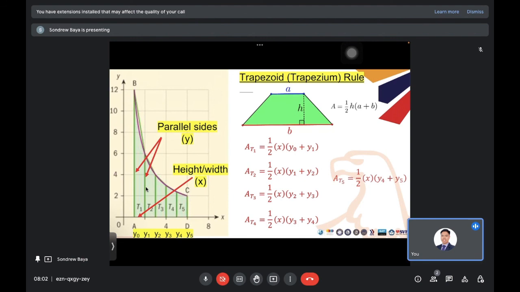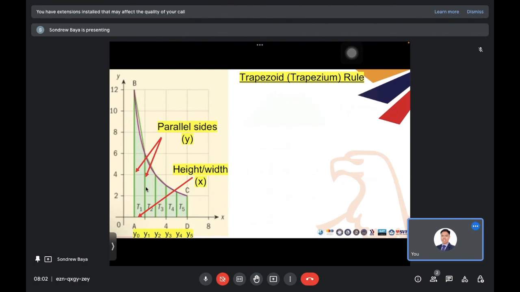Now, since we have found the area of the individual trapezoids, we can now find the total area, which is just adding all of them. So the total area would now be the sum of all the individual areas, which will just be this. I tried to make it color-coded so that you would know that this is the area of the first trapezoid, second, third, fourth, and fifth.